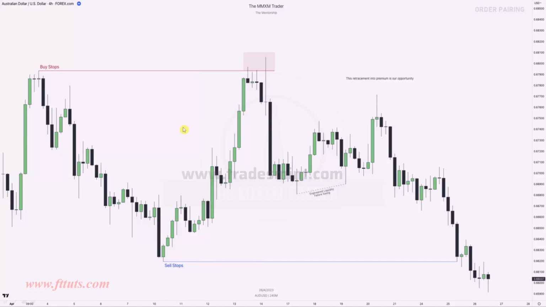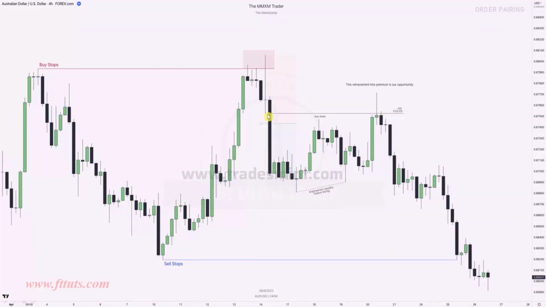Right, it's a 4 hour chart on Australian dollar, US dollar. Again, these buy stops on the daily time frame were raided over here. We're breaking down lower, lower, lower, breaking structure down here, and then engineering liquidity on the sell side over here. Now, how do we get in? We want to be in a premium level, right? So if we take this high to this low, that's our dealing range, and then into this retracement lies our opportunity. We've got this 4 hour fair value gap, right?